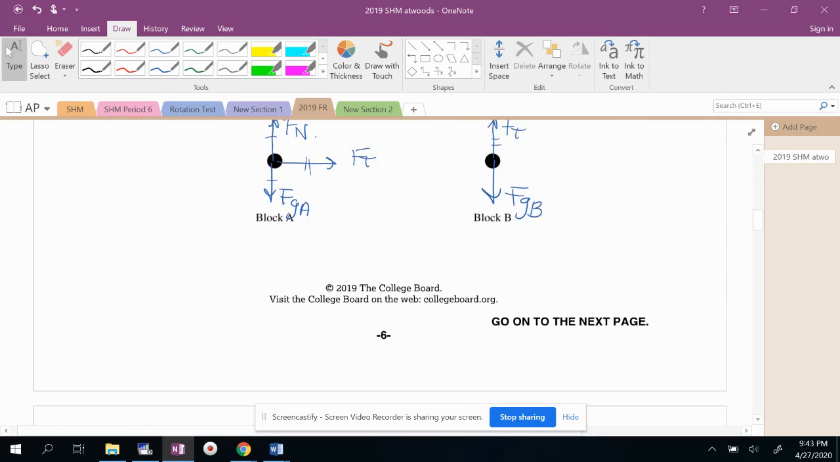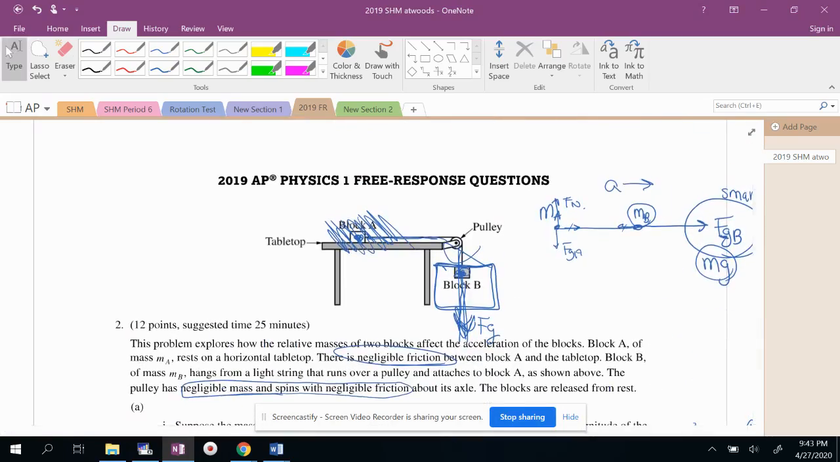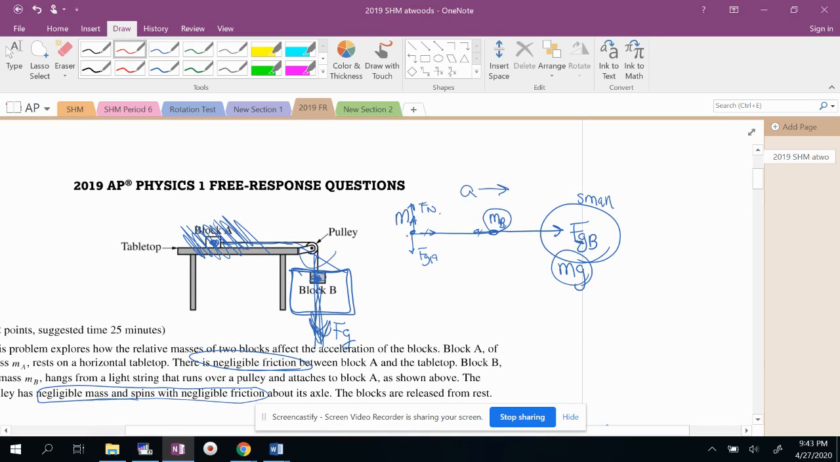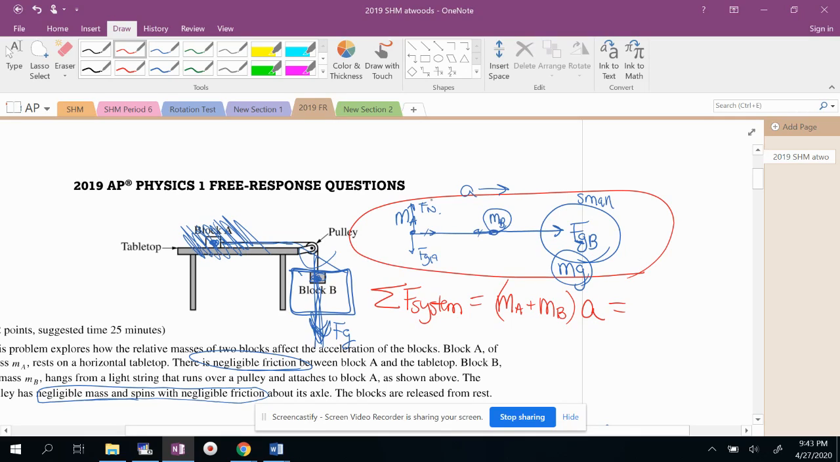So I'm going to go back to this diagram I drew here because I can easily tell what my acceleration is. So net force of the system equals the mass of the system, which is mass A plus mass B times acceleration. So this is Newton's second law. And what are all the forces acting on this? Remember, do not include these forces because they are not in the direction of acceleration. It's only accelerating this direction. So what are all the forces in that line?